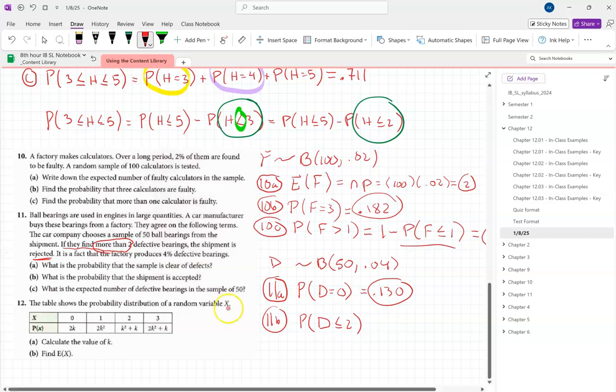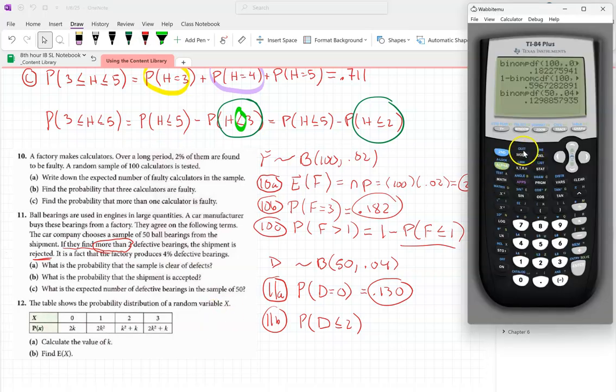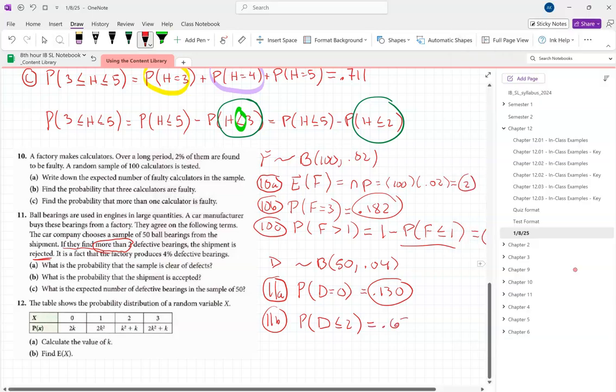So let's do that. Since it's a less than or equal to inequality, I am all set to do a CDF. So let's do that. I like when I don't have to mess with it. That's always a relief. So that gives me 0.677. Oh my goodness.